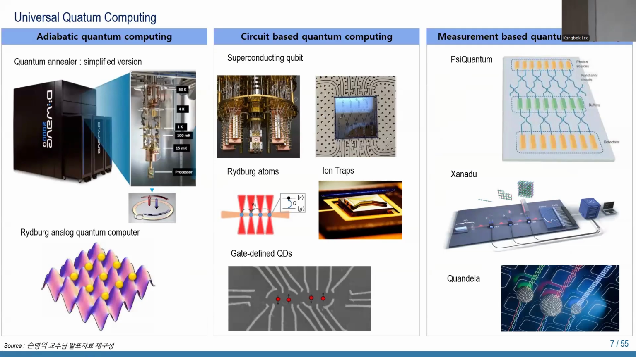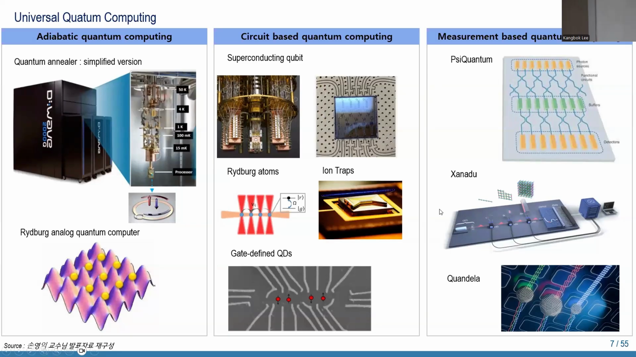We can categorize quantum computing by system, into 3 categories. First is adiabatic quantum computing, which is actually not a quantum computer. We call this a quantum simulator. This is specialized only for optimization problems. They can do only optimization problems here. These 2 methods are universal quantum computing. The superconducting qubit is now the mainstream.